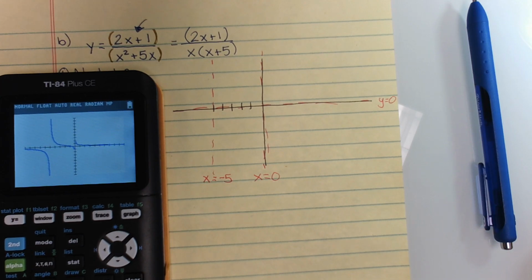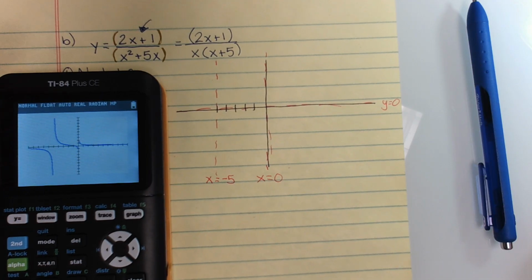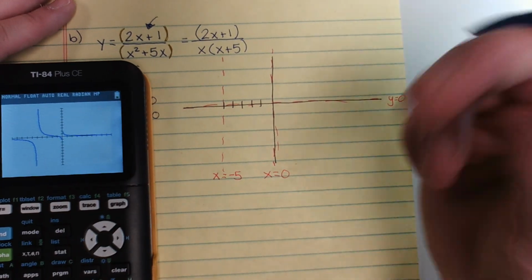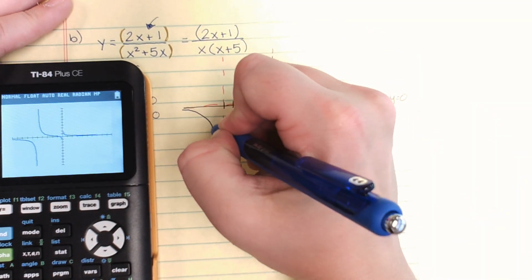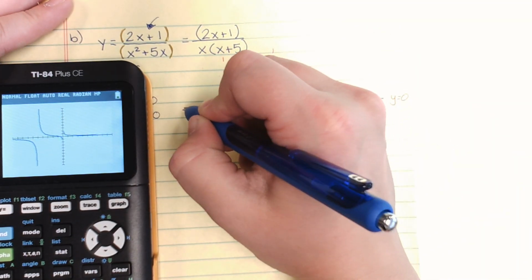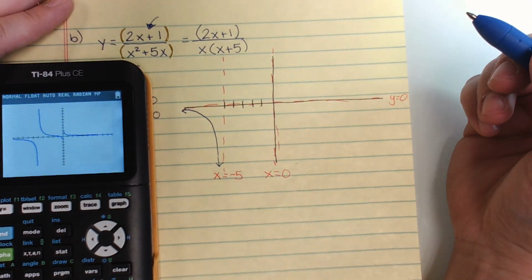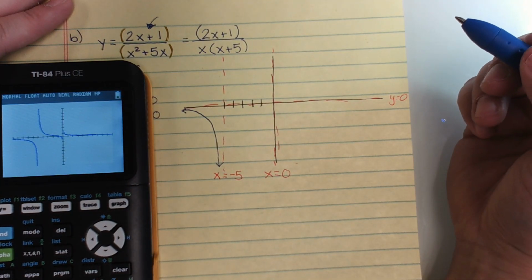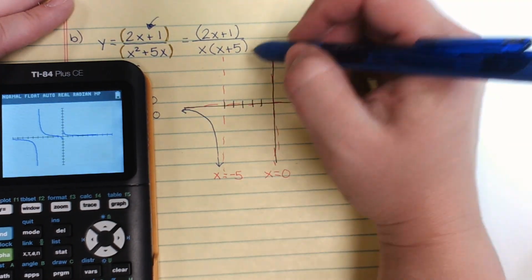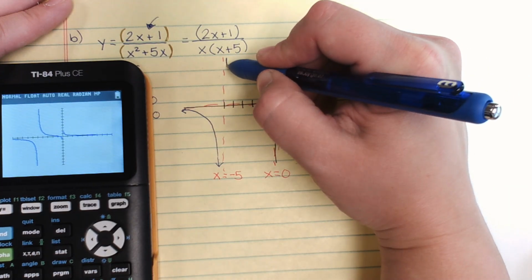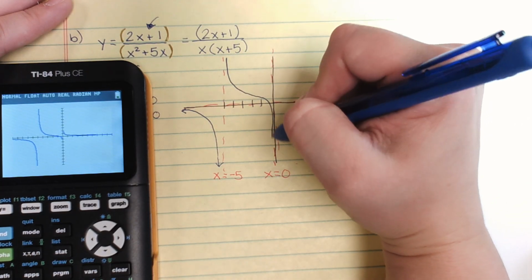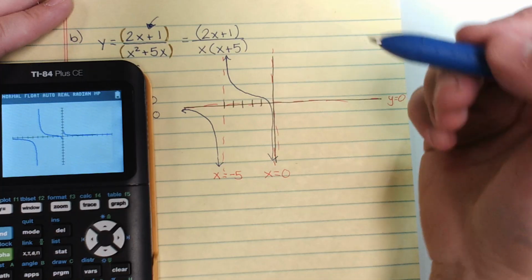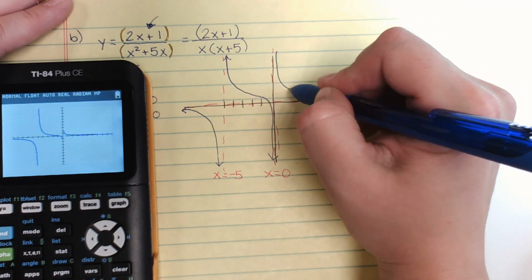Can you see 3 distinct parts of the graph? One, 2, 3. This one is doing this. Remember, you don't go through the asymptotes. You don't go through those vertical asymptotes, so that's kind of what's pulling it there. This one's doing this thing. And this one's doing this thing.